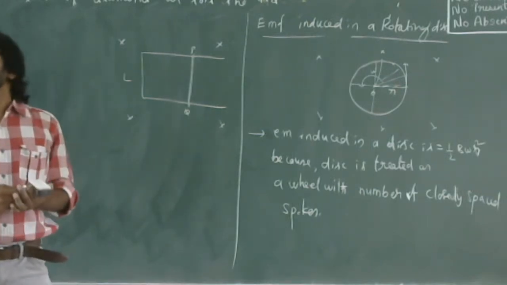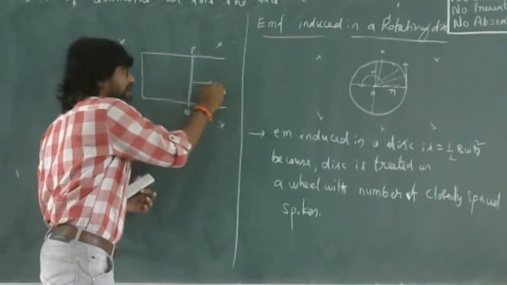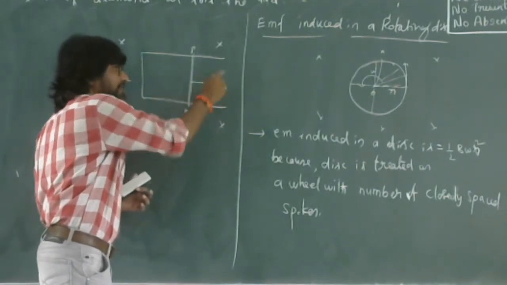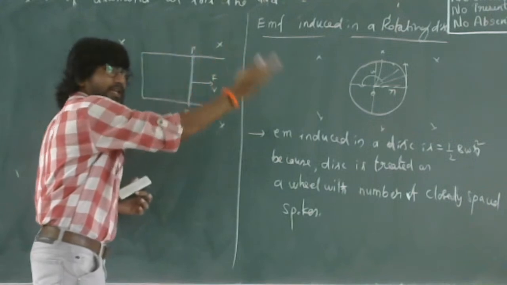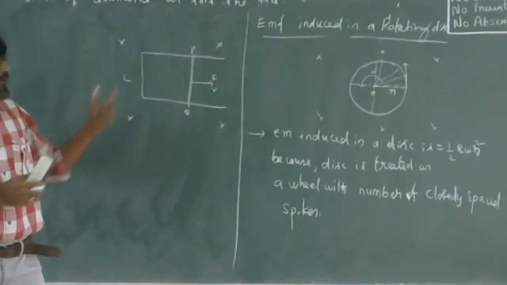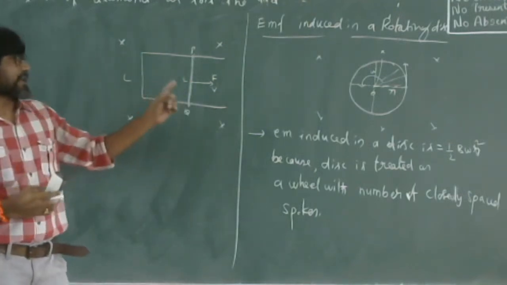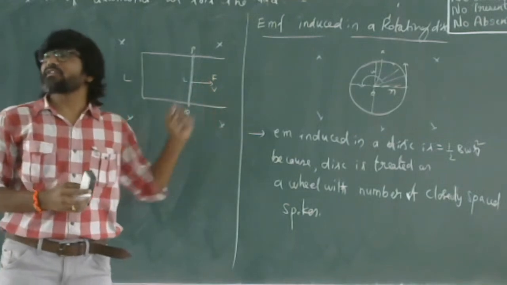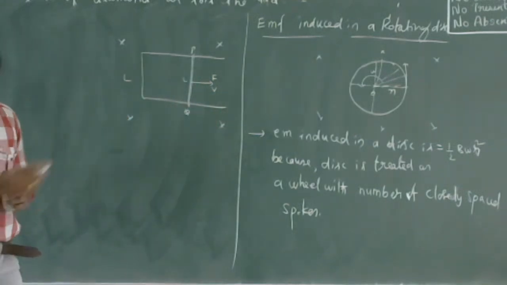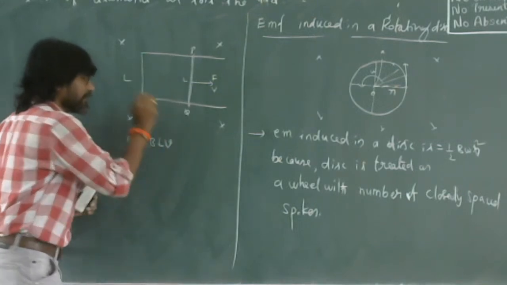Now, if you apply a force on this and you are moving this with the velocity v to the right, we have discussed that EMF is induced, if this length also is L. The EMF induced in this is called motional EMF, and motional EMF is given by BLv.